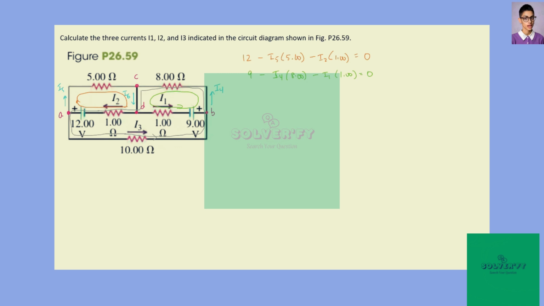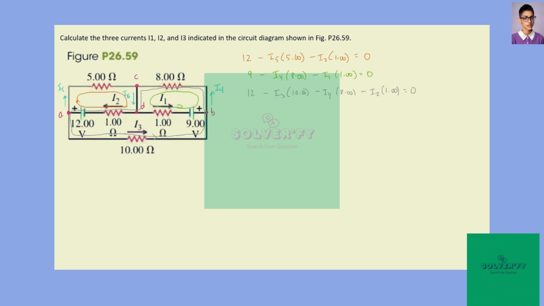And what I have for this, starting at the battery, we have a 12-volt potential rise minus I3 times 10 ohms minus I4 times 8 ohms minus I2 times 1 ohm, and that brings us back to the battery, and that equals 0.